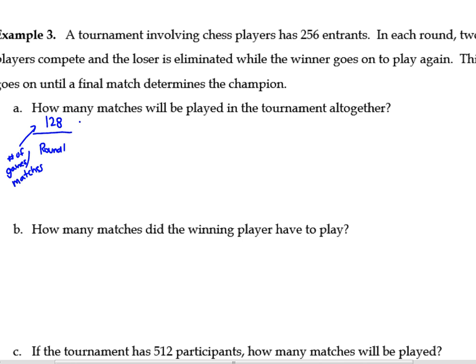Okay, so in the second round, round 2, how many games would be played? 64, because half those people from before got eliminated. Now there's half as many people, and so forth. Okay, this would keep going until what happens? There's 2 people left, which means how many games are left? The very final game? 1 final game. The final match.